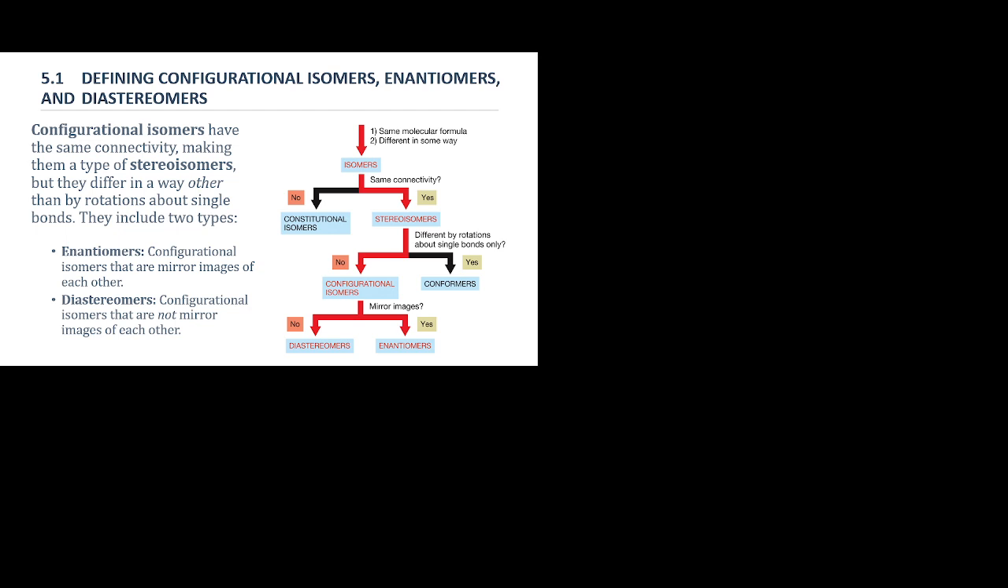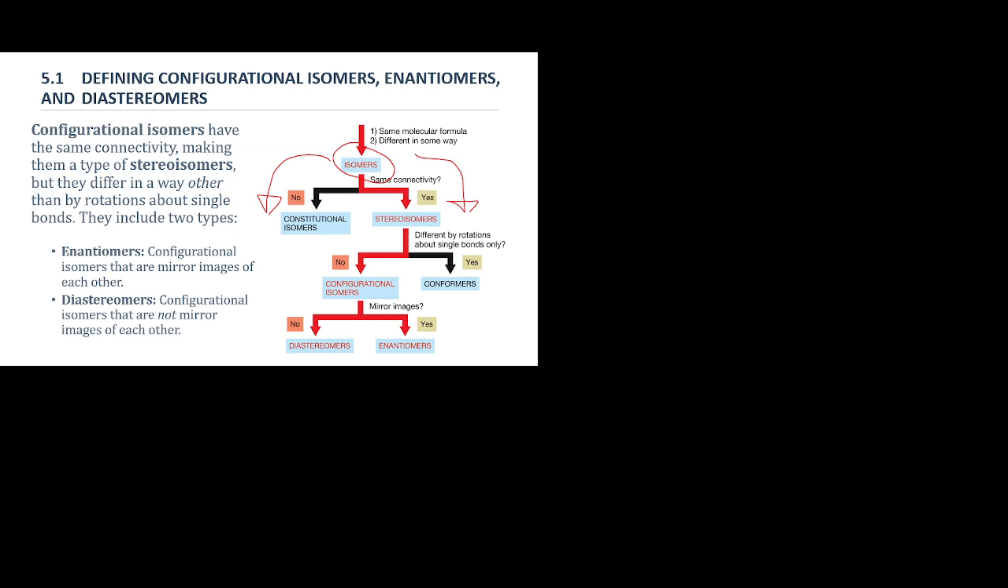So this is configurational isomers. I know we're going on the flow chart now again, right? So don't forget that we've been working through this flow chart this entire time. So we start on isomers, right? And then we've talked about constitutional isomers so far, right? Okay. So do they have the same connectivity? No. Constitutional isomer or structural isomer, right? Do they have the same connectivity? Yes. Okay. And now we're going to go on to that. They could be stereoisomers.